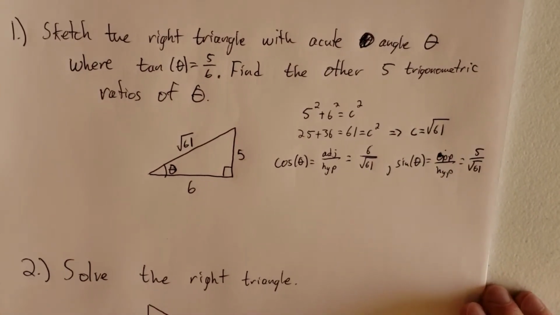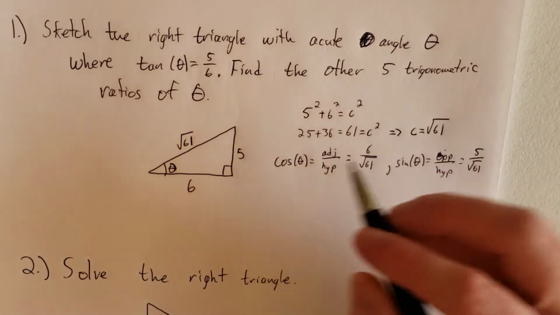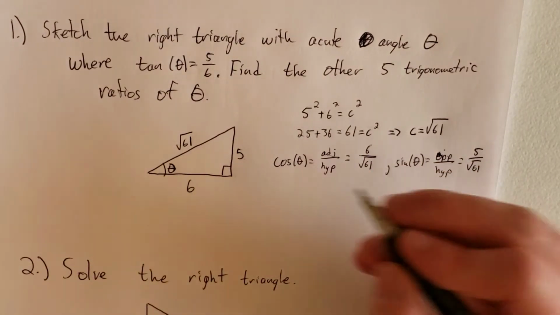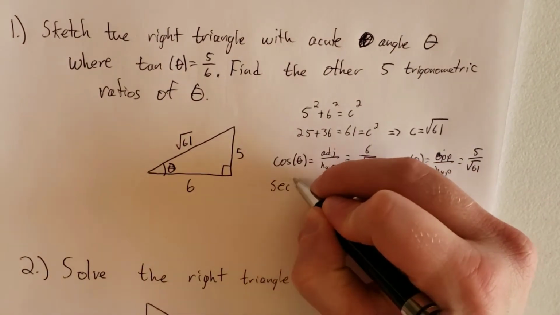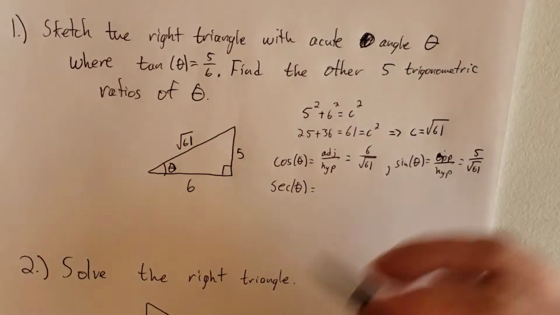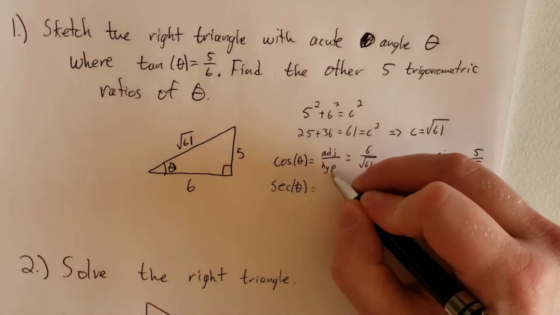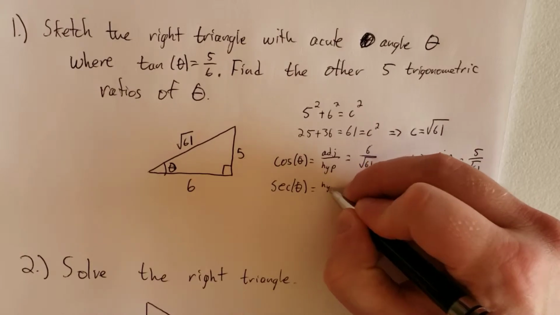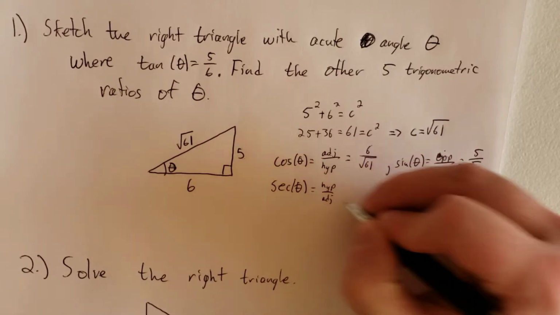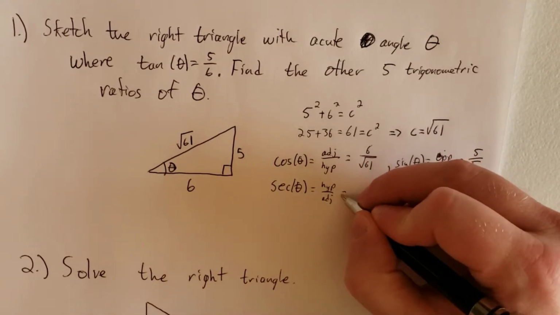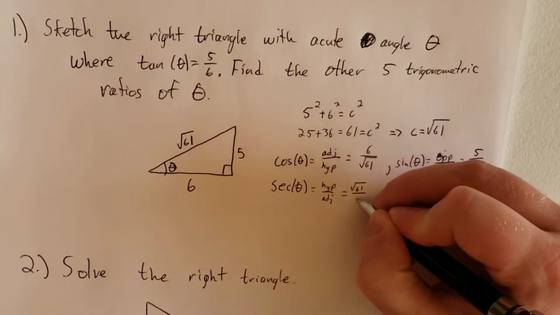We can keep going. We have 4 more here. So let's do secant, which is 1 over cosine. So that flips the hypotenuse and the adjacent. So this is now hypotenuse over adjacent. So that is the square root of 61 over 6.